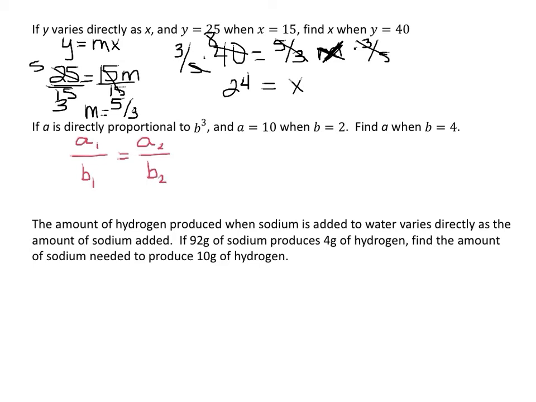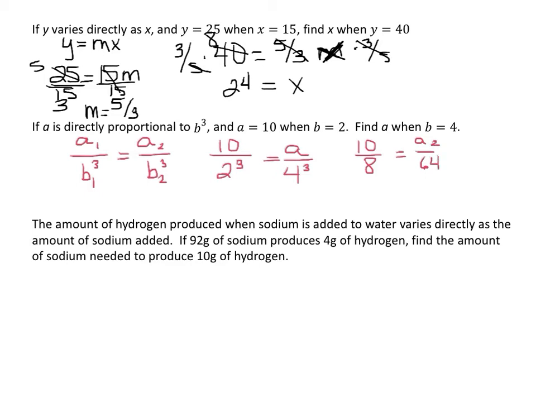Well, A1 is 10, so that's 10 over, and it says B is 2, so we have to cube that, right? So let me write that this is cubed, and that is cubed as well. So 10 over 2 cubed is equal to A over 4 cubed. Again, this is pretty simple. 2 cubed is 8, so I have 10 over 8 is equal to A sub 2 over 64.